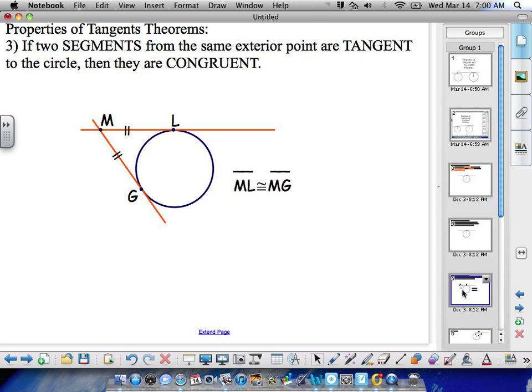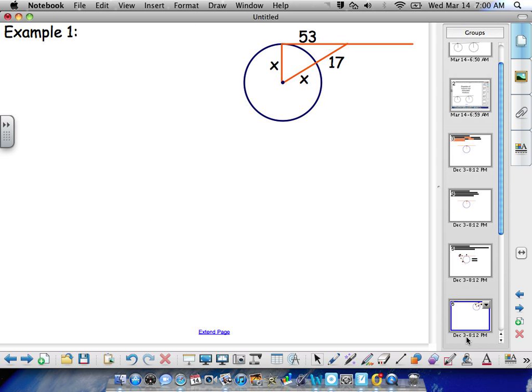Our third property of tangents was if two segments from the same exterior point are tangent to the circle, then they are congruent. Here, the exterior point would be M. L and G would be the points of tangency. So segment ML would be congruent to segment NG. Let's work some problems involved with this.